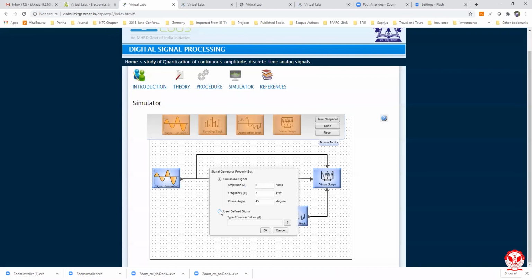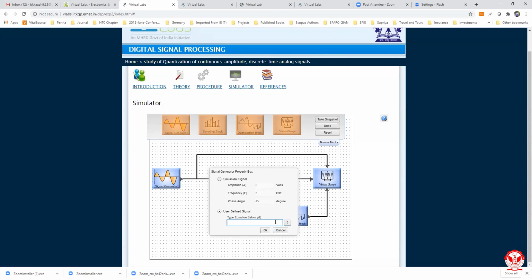This is the user defined signal. So for the user defined signal, we can type the equation below here. We can type as per our need what kind of signals we want to adjust here. So the question mark shows we can take suggestions from here also.